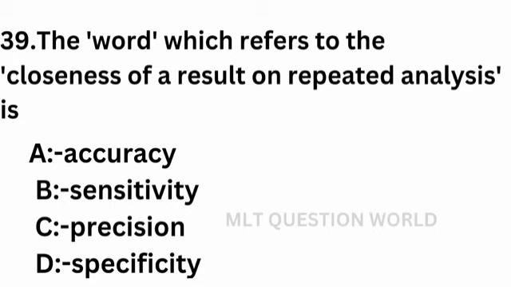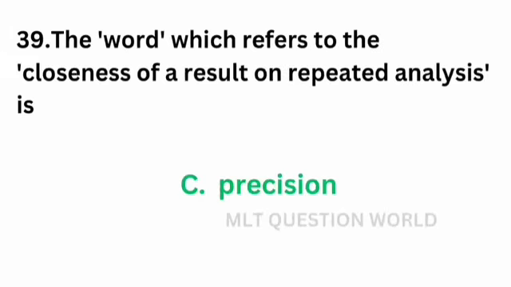In the previous videos, these terms are discussed in detail. The correct answer is option C precision. Closeness of a result on repeated analysis is precision.